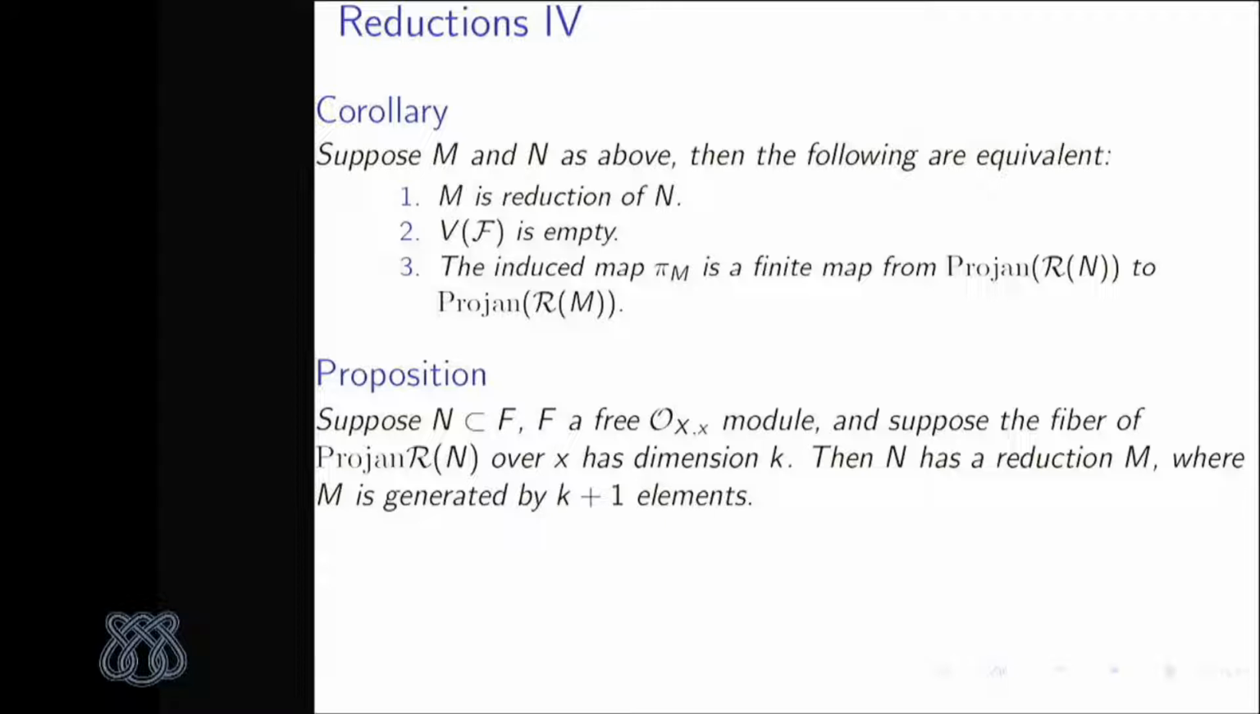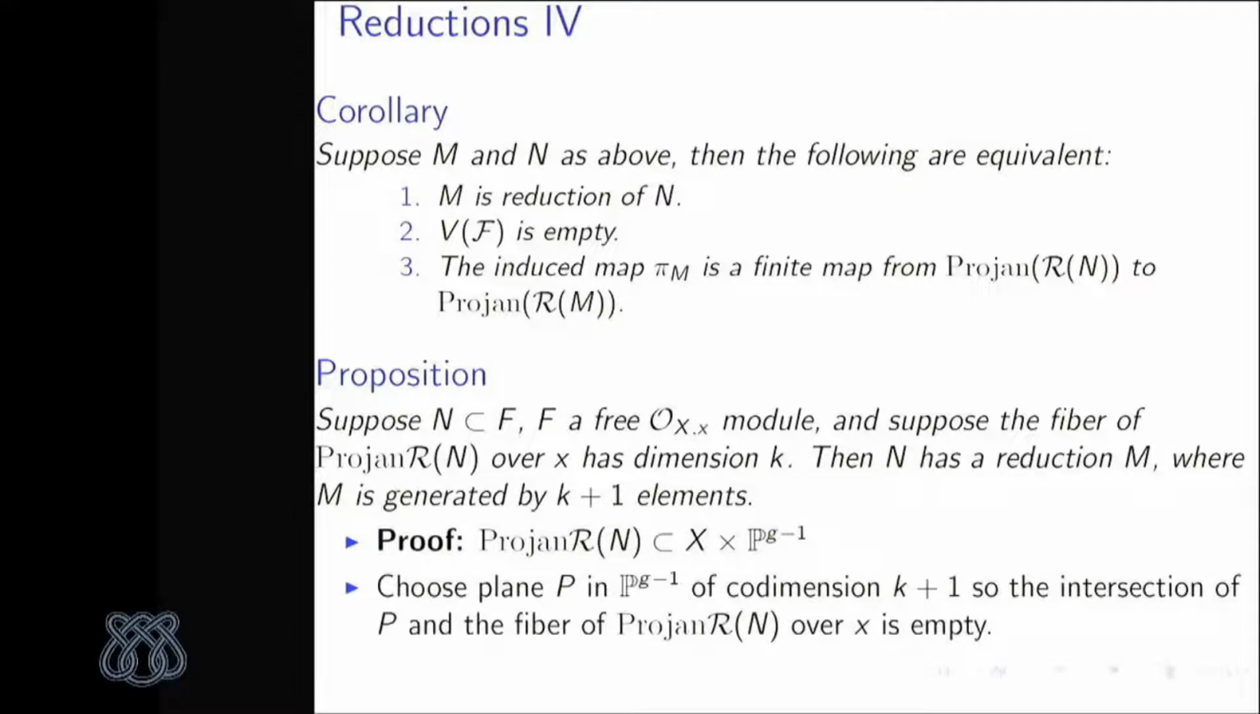How do we connect this fiber dimension with these k plus 1 elements? Well, we think of this projective space as being contained in X cross P^(G-1). G here is the number of generators of N. So we choose a plane in here of codimension k plus 1, so the intersection of our plane and the fiber of Proj R_N over x is empty. We can do that because this has codimension k plus 1, and the fiber dimension here is k.